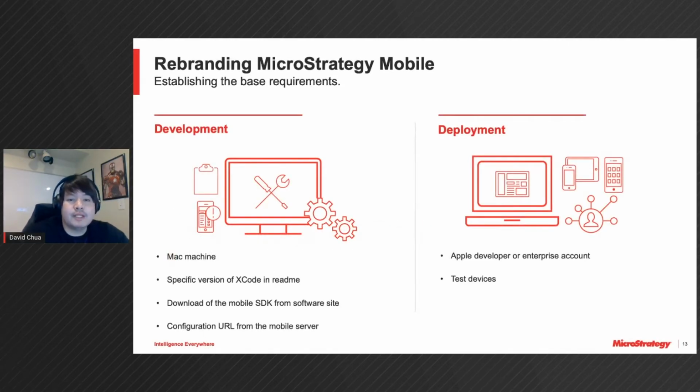As a general requirement for the development portion, you do require 4 basic things. One is having a Mac machine, since this will be running specifically on Xcode. The second is a configuration URL from the mobile server, which you'll be using to connect into the iServer. And finally, the mobile SDK. In the mobile SDK download, there is a README text for the Xcode version. Please keep in note that this is important as using the correct Xcode version does have an effect on your mobile applications.